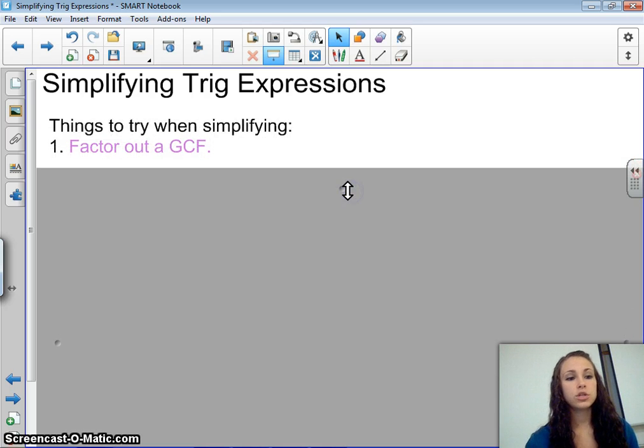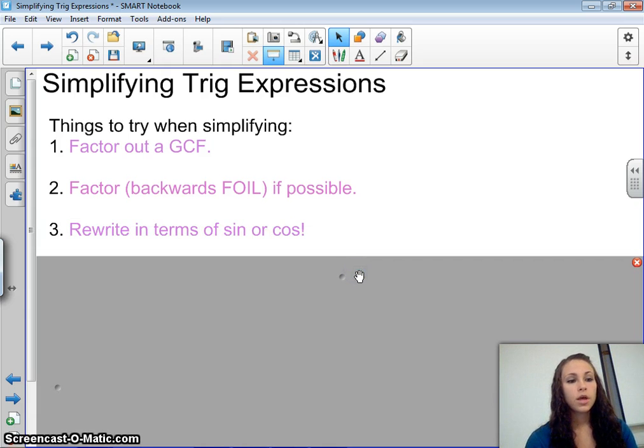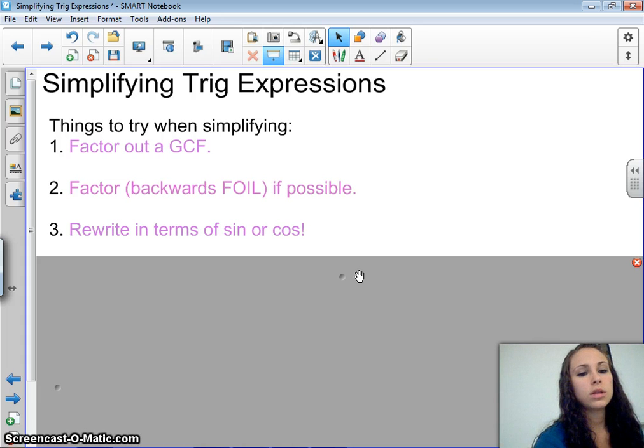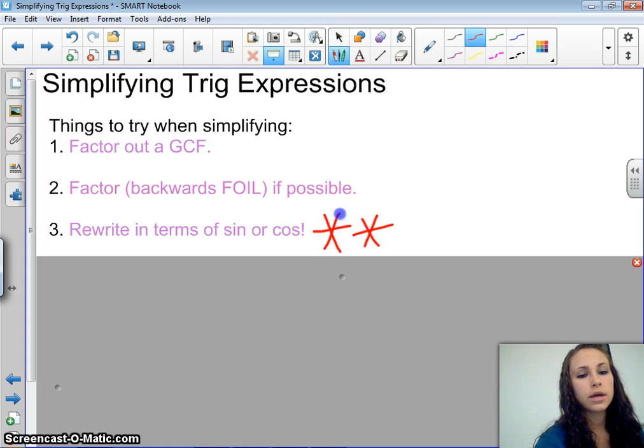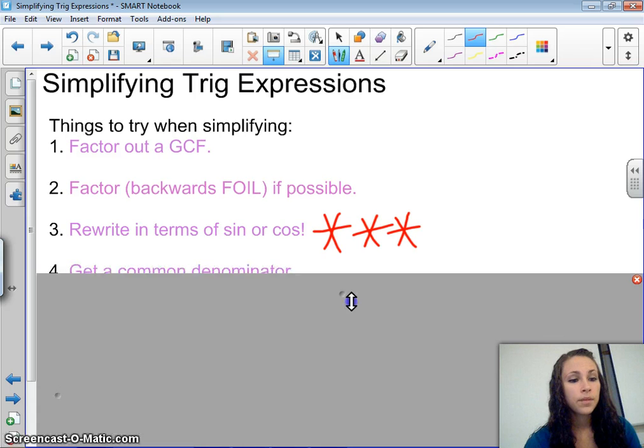So first thing you need to do is, if possible, try factoring out a GCF and see where that takes you. Then sometimes problems will be set up into a problem that looks like you could backwards FOIL or factor. Third, and this is what will work, I would star this a bunch of times, because that's what will work like 99% of the time. That's what I do when all else fails: write it in terms of sine and cosine. So try that if nothing else works.